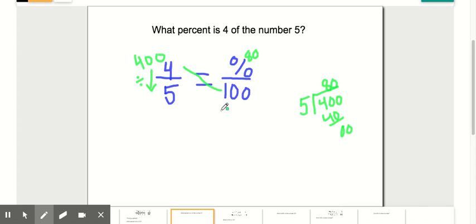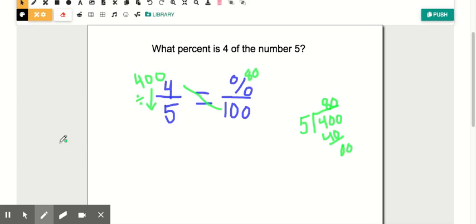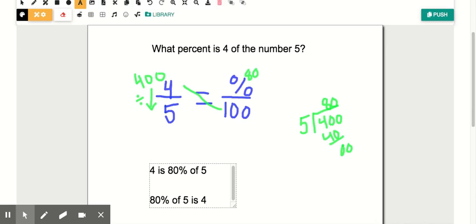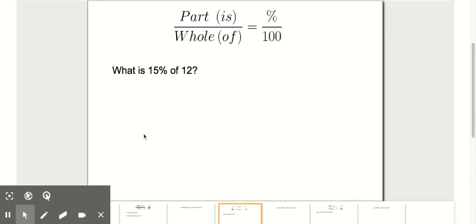for my percent. Now I'm going to rewrite that out for myself. I would say that 4 is 80% of 5, or the other way you could say that is 80% of 5 is 4. But I think the more standard way is 4 is 80% of 5. That's the more standard way that we would see that. Now let's change it up.